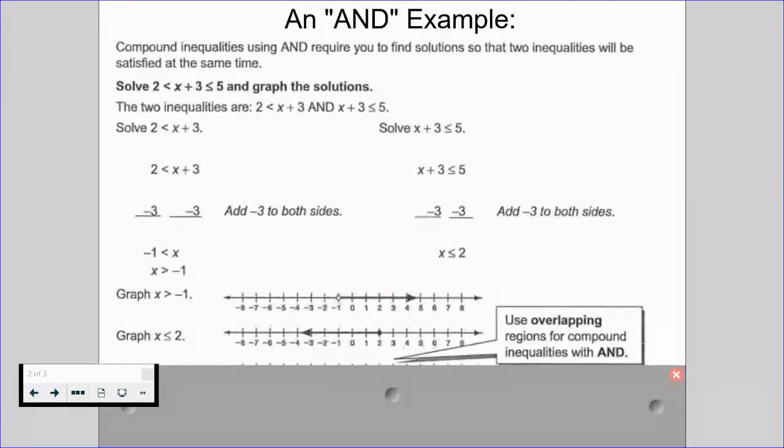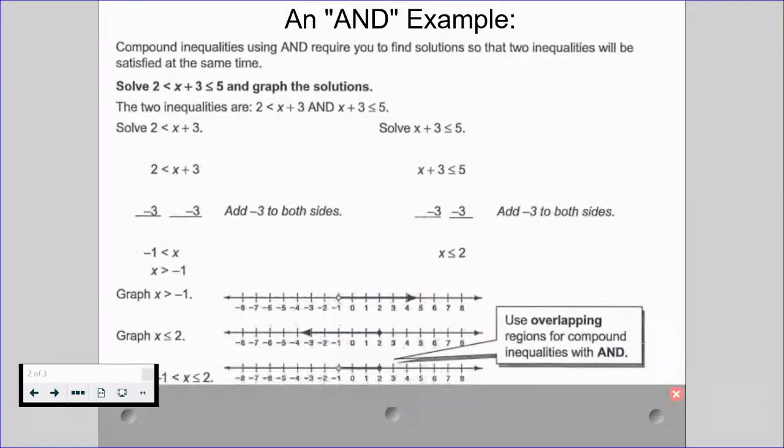Well, we're going to have overlapping regions with it because we're looking for answers that satisfy at the exact same time. So we're going to use an open circle on -1, a closed circle on 2, and as we can see, it overlapped from -1 to +2. Because it's an and, it happens at the same time, we're going to shade what would be overlapping.